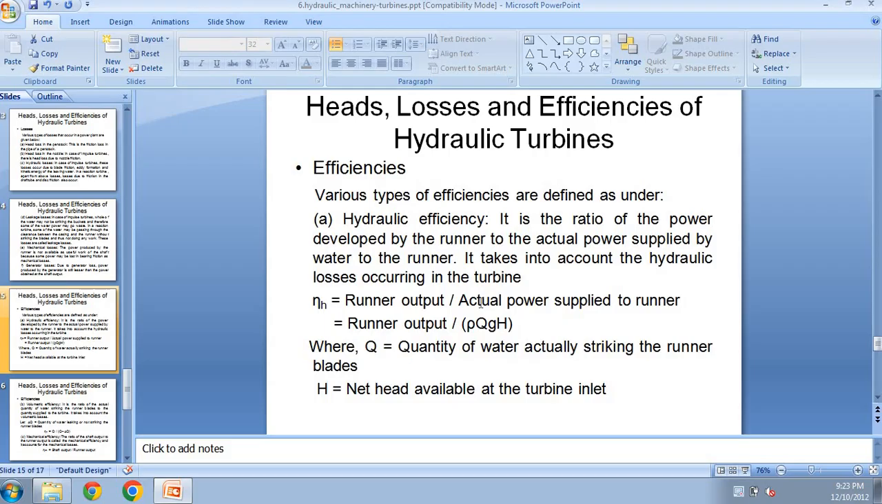So first, hydraulic efficiency is the ratio of the power developed by the runner to the actual power supplied to the runner. How much power is developed by the runner and how much power is supplied to the runner, that ratio we consider as hydraulic efficiency. So it is the runner output divided by the actual power supplied to the runner.